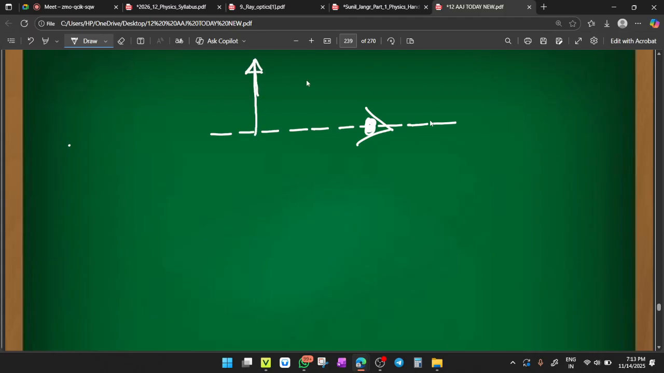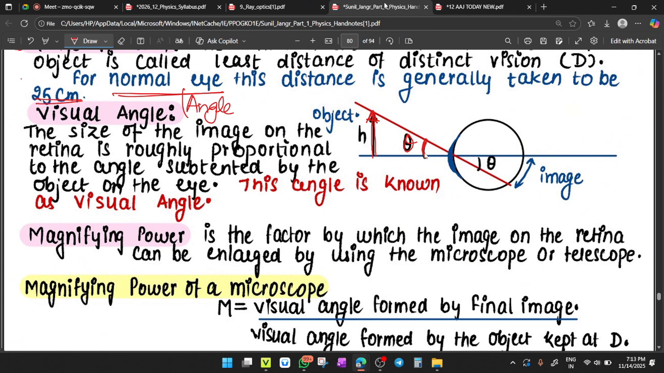So this object makes an angle with the eye, say the name of the angle is alpha. So this angle alpha is called the angle of vision of the object, or it is also called the visual angle. Technically, this same angle, theta, is there for the image, because the image will form on the retina. The same image will form on the retina, and technically the image will form the same angle.